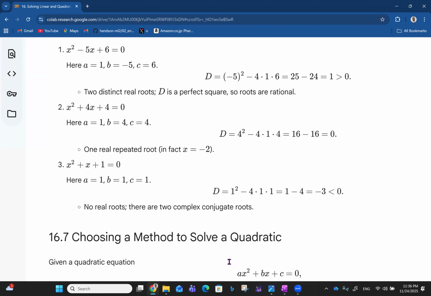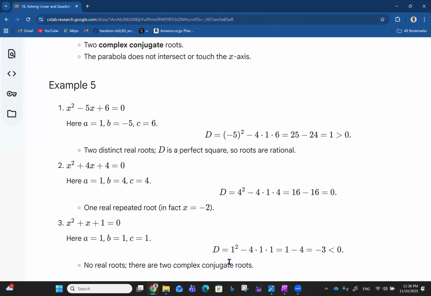Okay, so example 5 now to deal with this idea. You have x squared plus 5x plus 6 equals 0. Here a is 1, b is 5, c is 6. The discriminant is b squared minus 4ac. That's 25 minus 24, which is 1. 1 is greater than 0, so it's positive, and it's a perfect square, by the way. So you're going to have two distinct real roots, and because this is a perfect square, the roots will be rational. If you had, maybe, 2 here, you would have the square root of 2, and that's going to be irrational, but you still have two distinct roots.